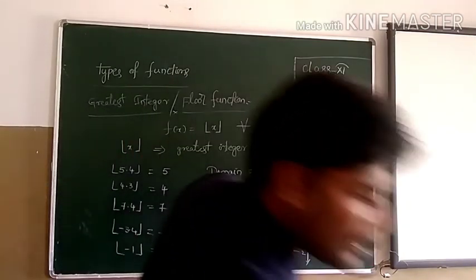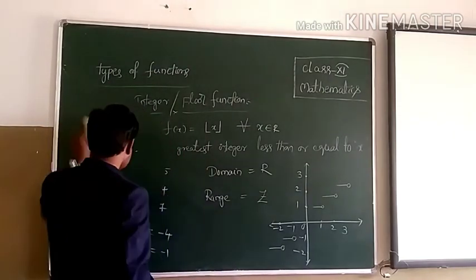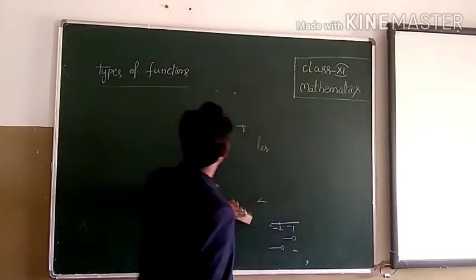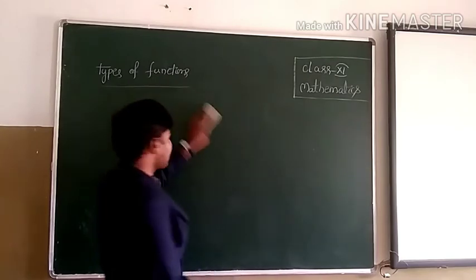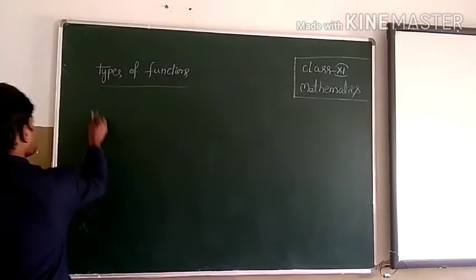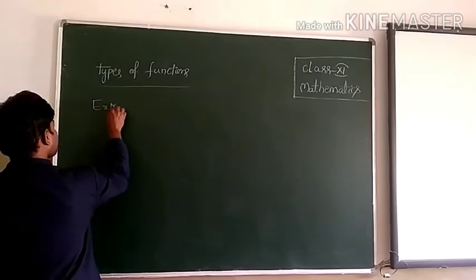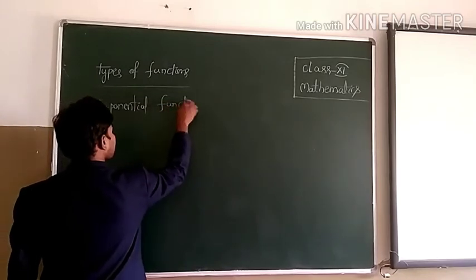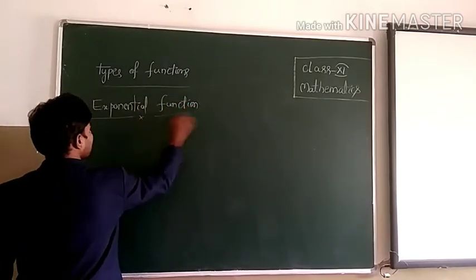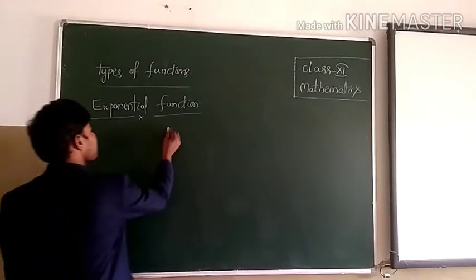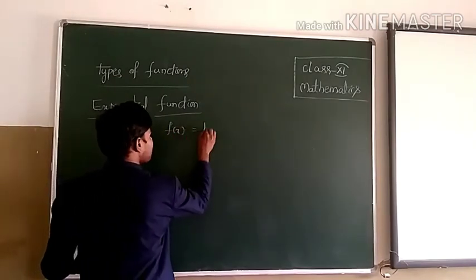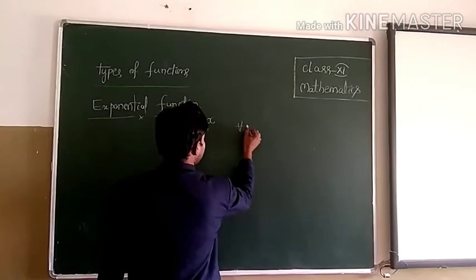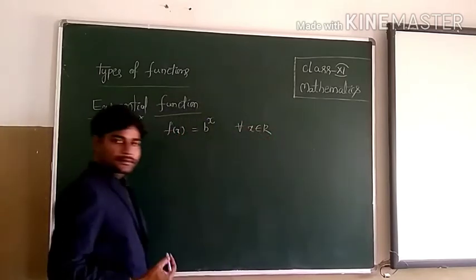Okay. Now let's see another type of function, that is the exponential function. This is a little different as compared to the other functions. So this is also a function. It is defined as f of x is equal to b power x, b power x for all x belongs to R.